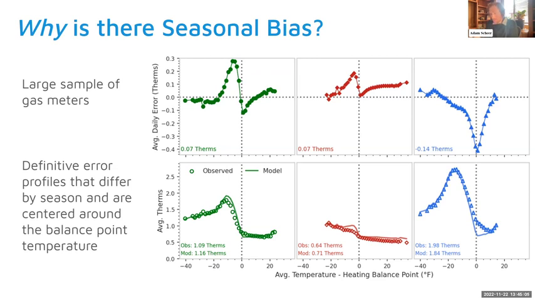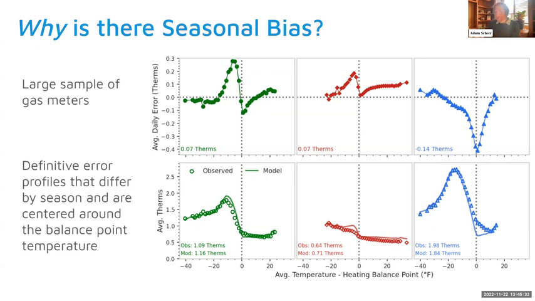So first and foremost, I just want to explain this graph. The x-axis is the average daily temperature minus the heating balance point, and we're looking at aggregated data. The reason we're using this metric on the x-axis of average temperature minus heating balance point is it allows us to put everybody on the same apples to apples basis.